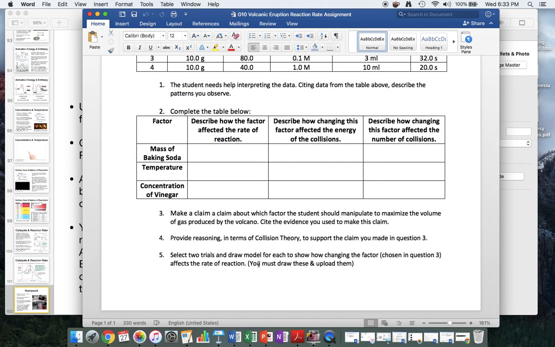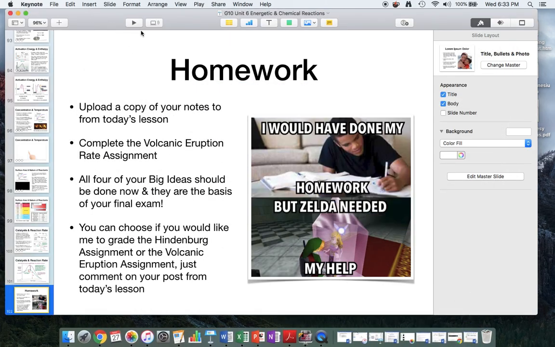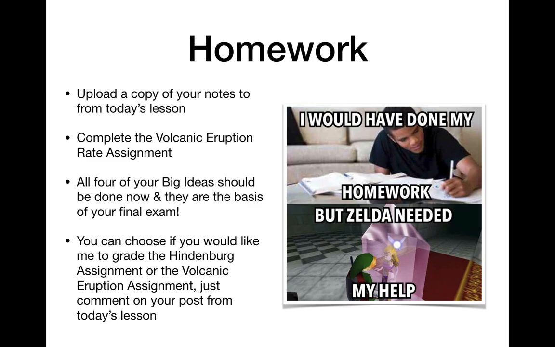You have to draw models, just like in the Hindenburg one, so you need to make sure that you draw them by hand. Someone in the Hindenburg one just Googled a diagram and used that. That's not acceptable. You have to draw your own thing. Upload a picture of it, do it yourself. Okay? So your homework for this is to upload a copy of your notes, of course, complete the assignment as well, and all 4 big ideas should also be uploaded. And make a note for me in the comments on this upload if you want me to grade the Hindenburg assignment or the volcanic eruption assignment for your summative grade for this unit.